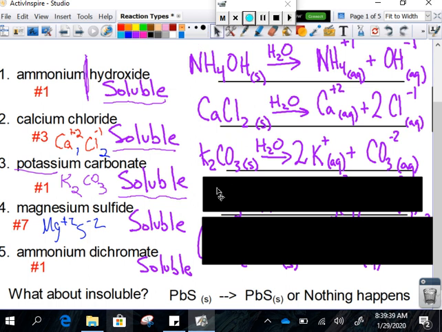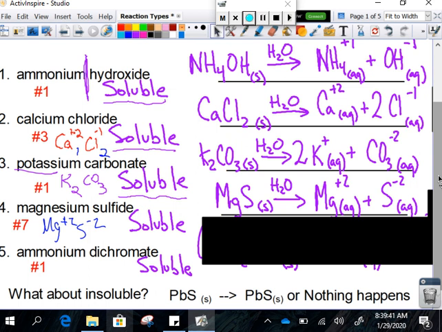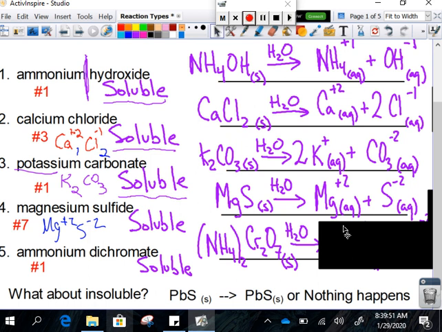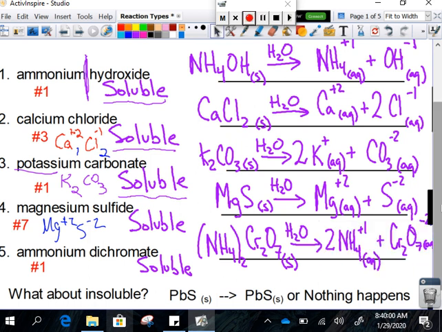Magnesium sulfide is dissolved in water. It is one of those exceptions. And then ammonium dichromate. I can't remember dichromate. Oh my gosh, what am I going to do? I'm going to look at the back of the periodic table and find this weird polyatomic ion, Cr2O7. And then ammonium is right there. And so then I have 2 ammoniums and the dichromate.